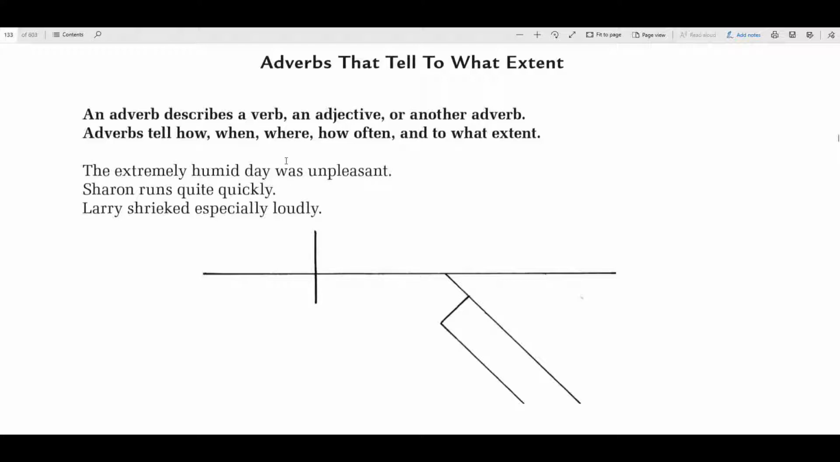Was is the verb. Who or what was? Day. No, it wouldn't be this one. How about Sharon runs quite quickly? We could do, I bet it's this one. Larry shrieked especially loudly. I think it's this one. Shrieked is your verb. So shrieked is going to go here. Okay, that's your verb. Who or what shrieked? Larry. Poor Larry.